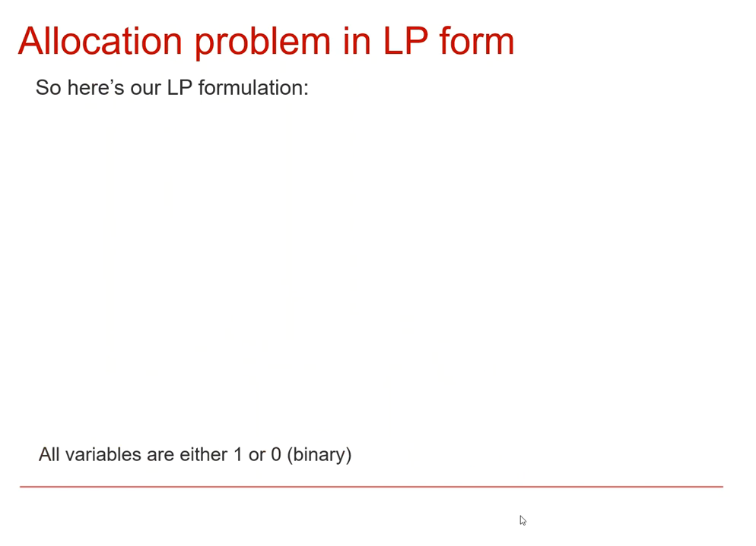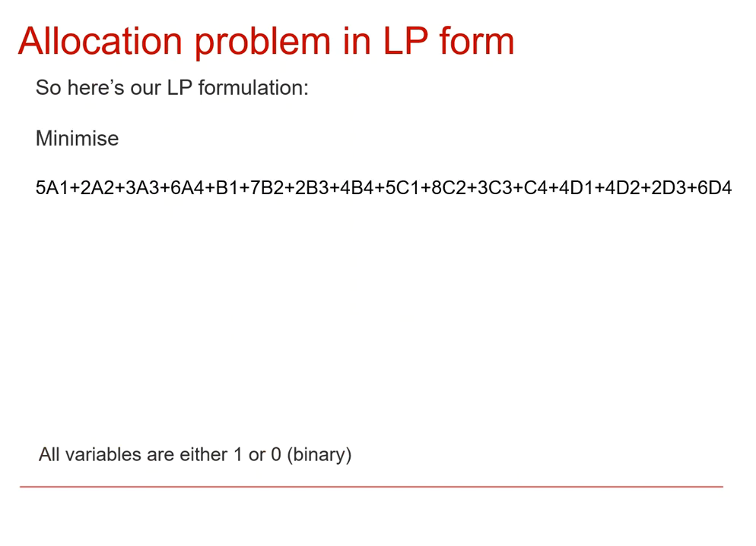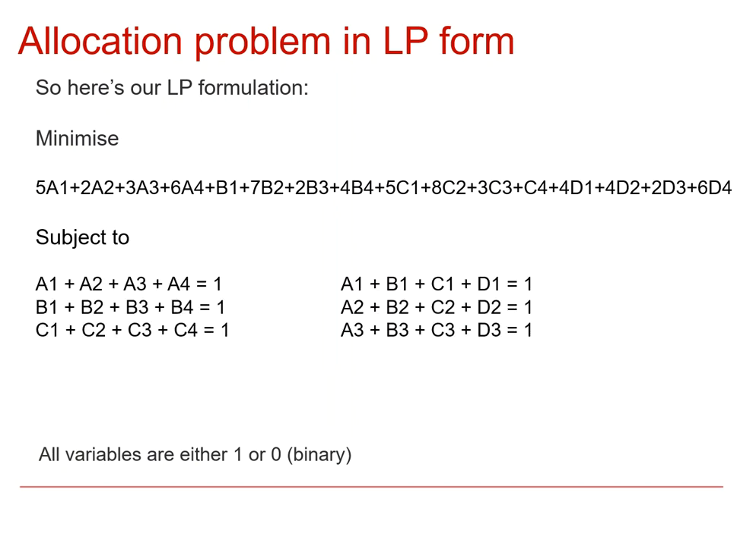So to summarize that then, the thing that we want to minimize is that, and the constraints are these 8 here. And we have the condition as well that the variables are binary, so they're either 1 or 0.